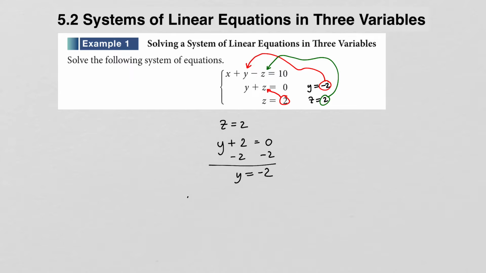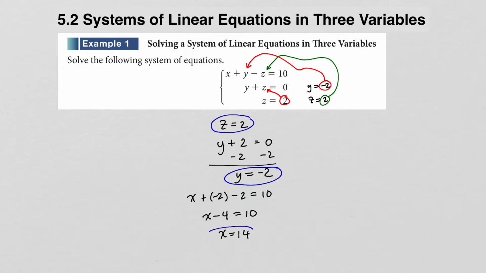And if we do that, we get x plus negative 2 minus 2 is equal to 10. And this is x minus 4 equals 10. And if you add 4 to both sides, you get x equals 14. So our solution is z equals 2, y equals negative 2, and x equals 14.